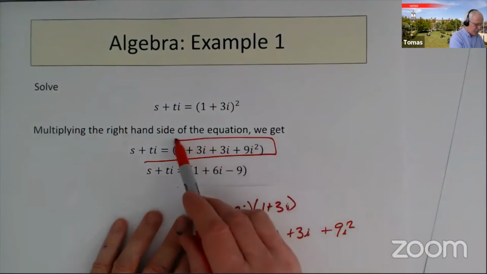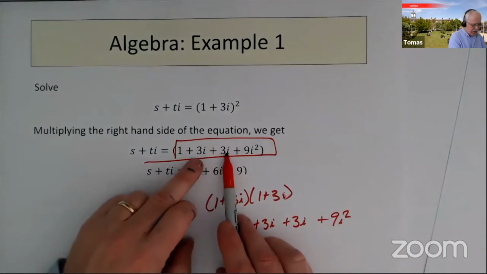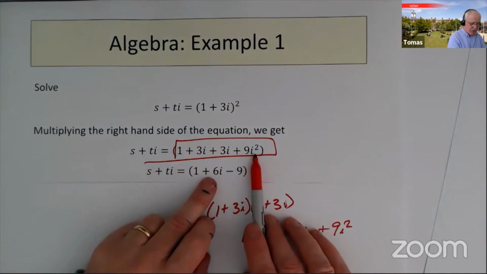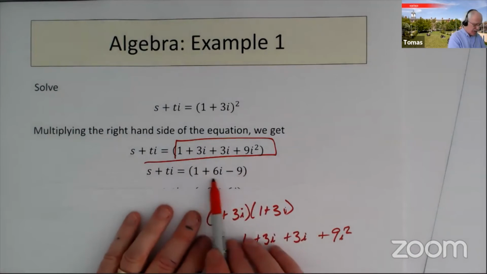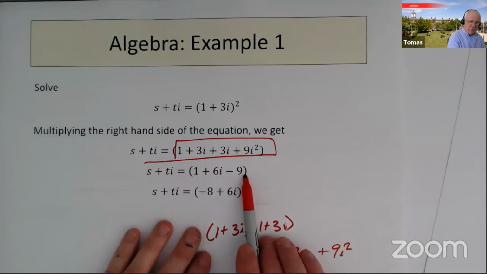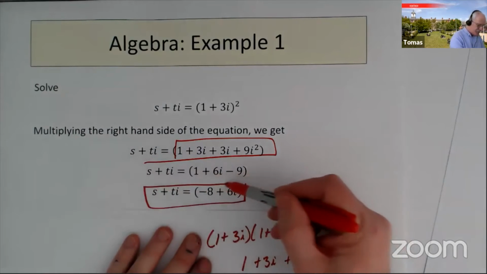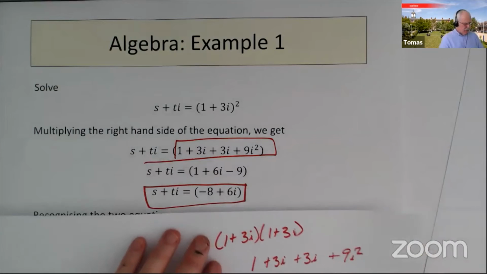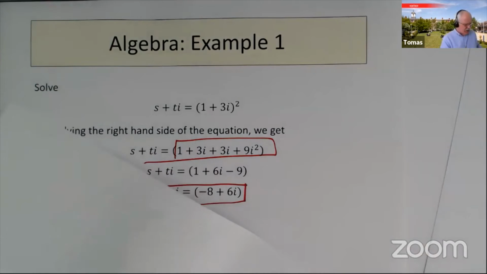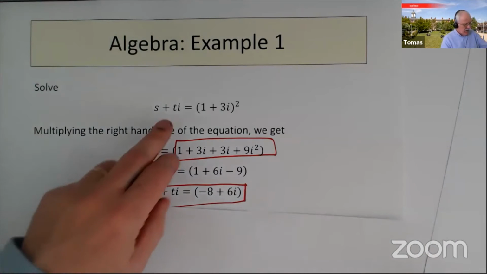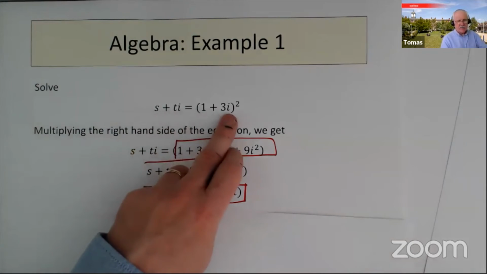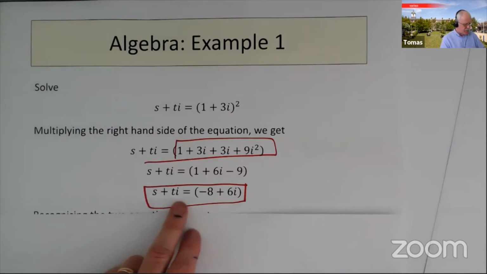So the 3i and the 3i become 6i. And the i squared is minus 1. So I end up with this. The 1 and the minus 9 are real, so 1 minus 9 is minus 8. So I'm now left with this. I haven't answered the question, but I've gone somewhere. I was asked to solve s plus ti is this, and now I've said s plus ti is this.